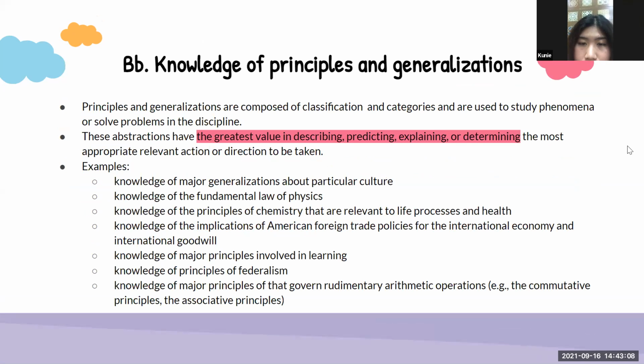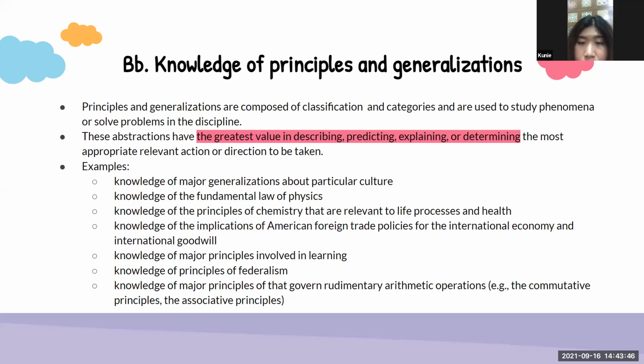Principles and generalizations are composed of classifications and categories and are used to study phenomena or solve problems in the discipline. Knowledge of principles and generalizations has the greatest value in describing, predicting, explaining, or determining the most appropriate, relevant action or direction to be taken.